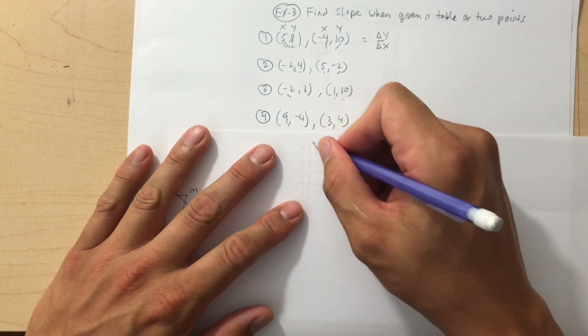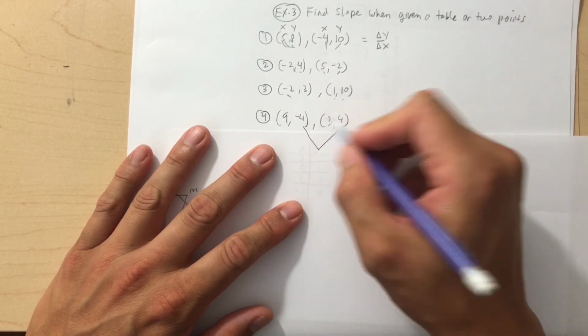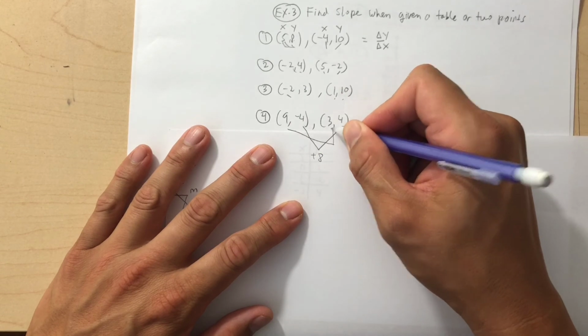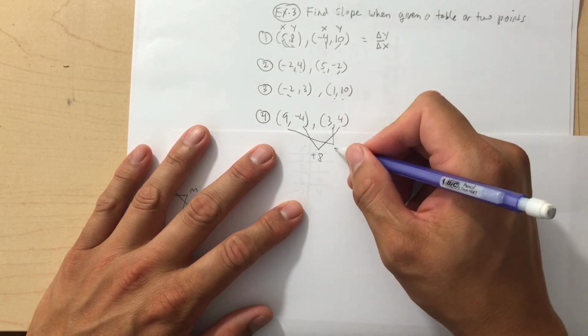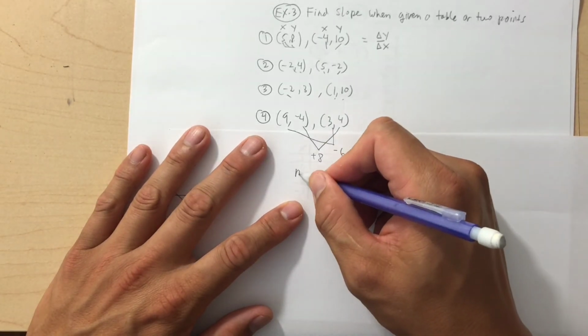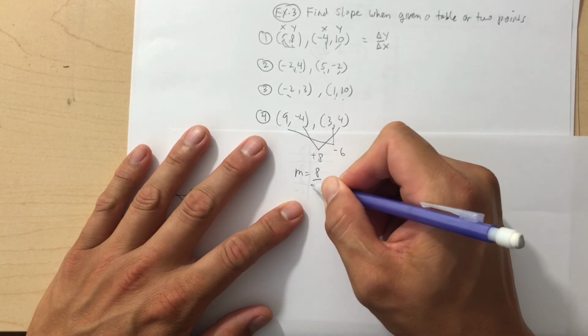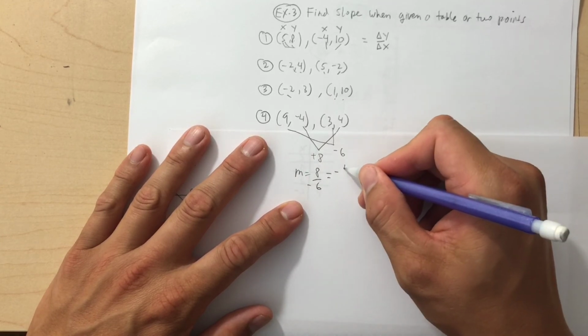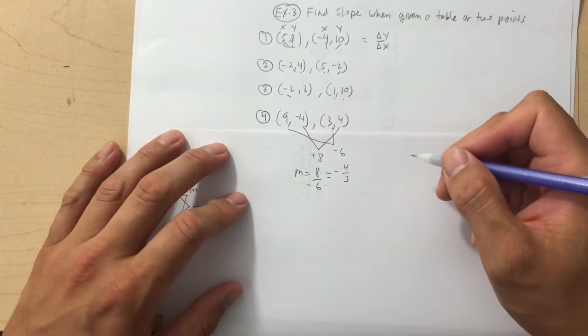Again, you're going from negative 4 to 4. That's a positive 8. And then you're going from 9 to 3. That's a negative 6. All right. So for this one, my slope is 8 over negative 6. We always need to reduce your slope. That gives my answer is negative 4 over 3.